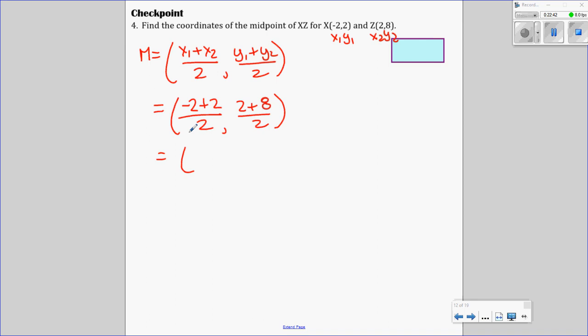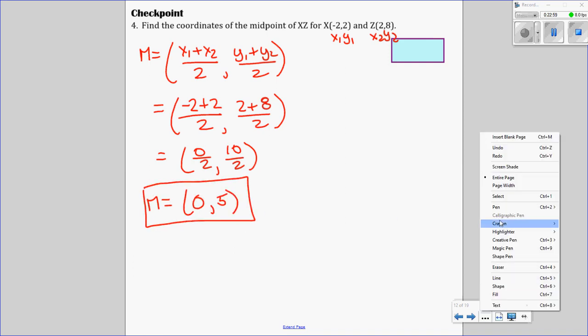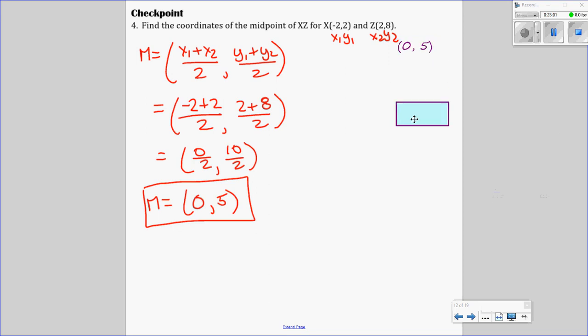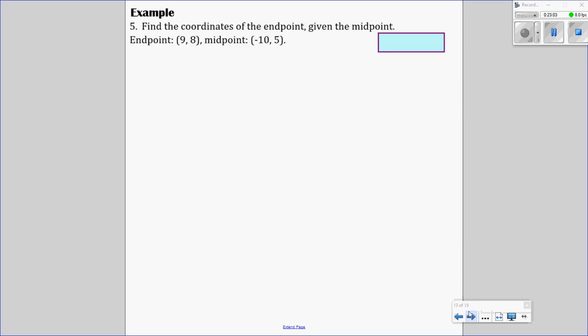So then this will give you 0 over 2, comma, 10 over 2. 0 divided by any number gives you 0. And 10 divided by 2 is 5. Select, and then you go. All right.